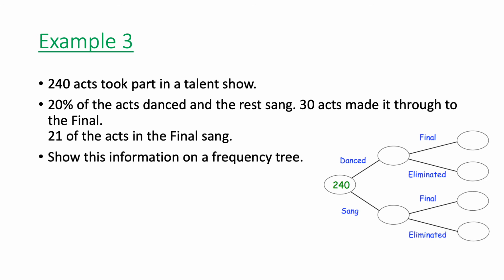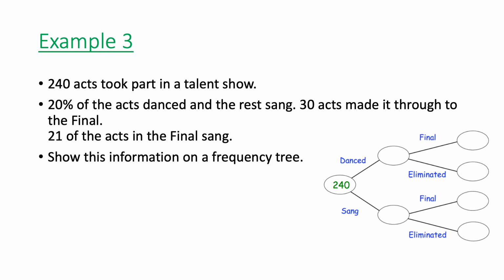Right, guys, example 3. It says here 240 acts took part in a talent show. 20% of the acts danced and the rest sang. 30 acts made it through to the final. 21 of the acts in the final sang. Show this information on a frequency tree.